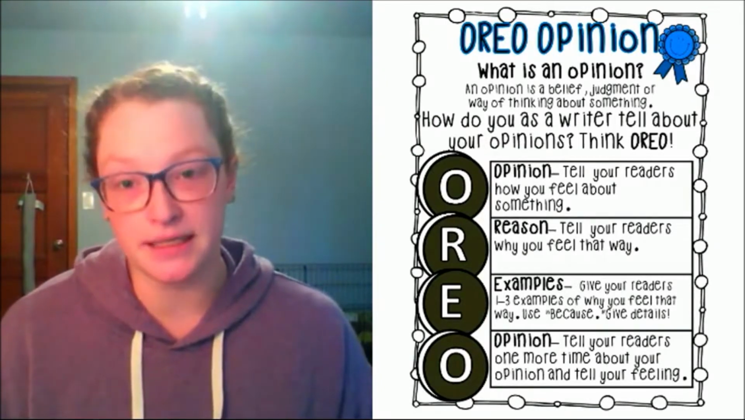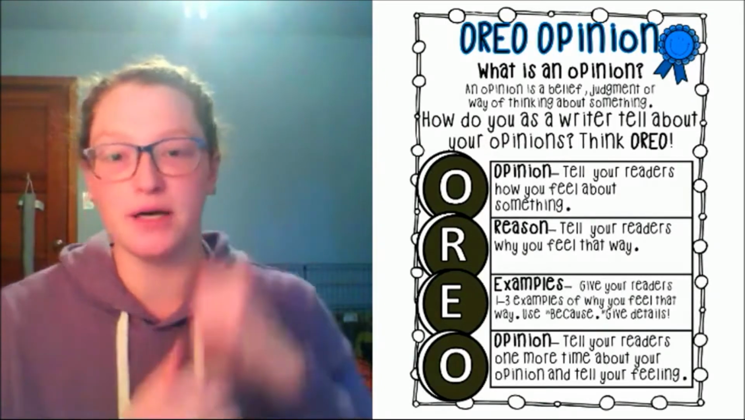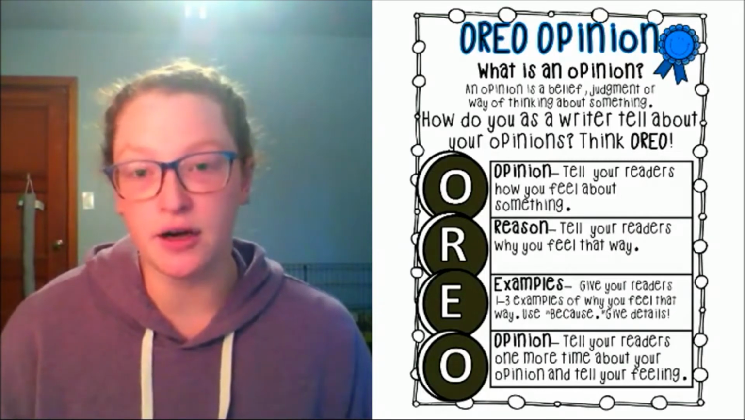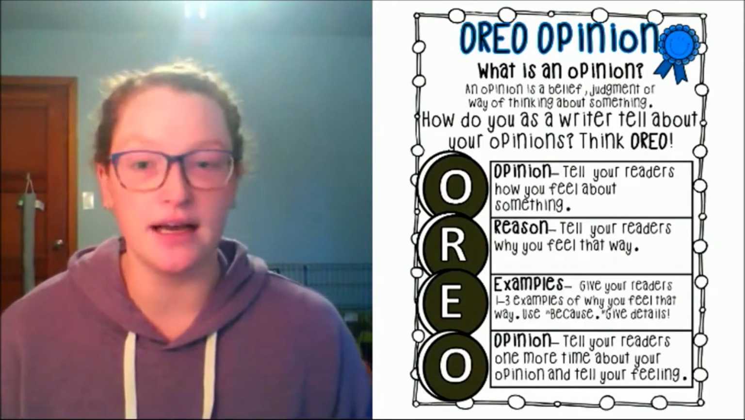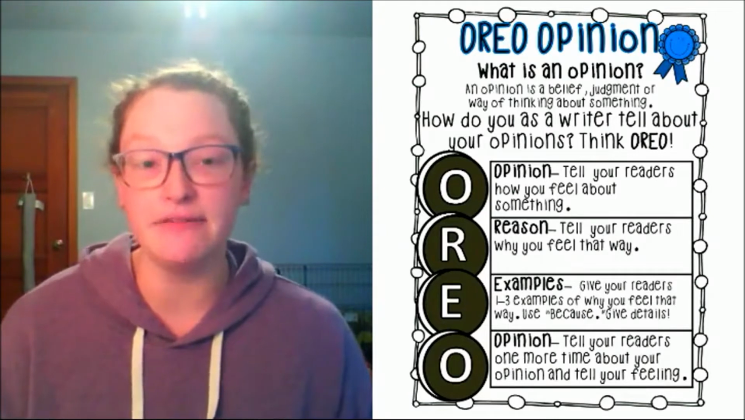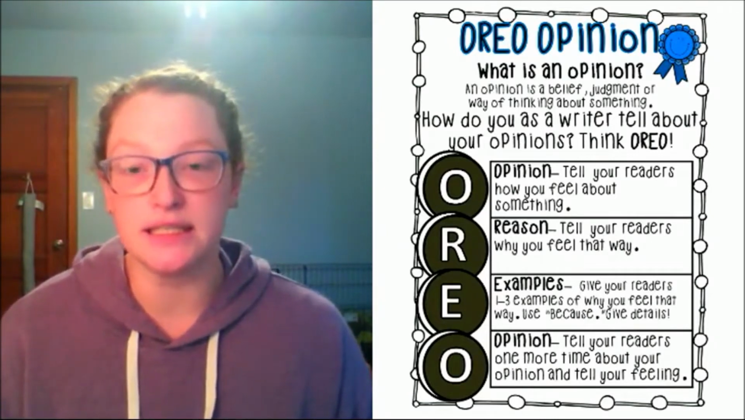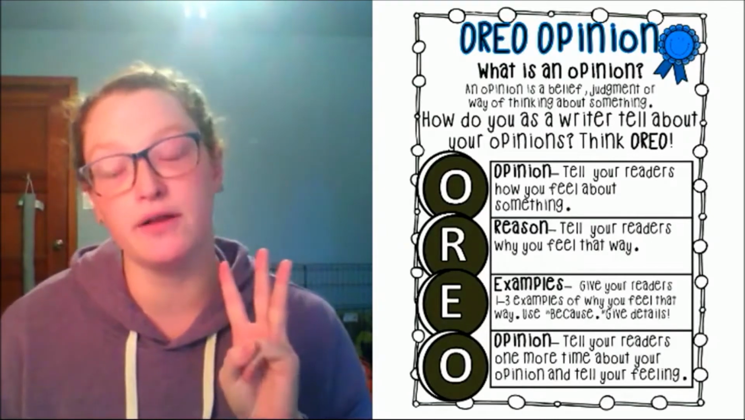And when we write our opinion in second grade, we follow the Oreo model. So we start off by stating our opinion using words like I think, I feel, in my opinion, I believe. And then students are expected to give 3 reasons for their opinion.